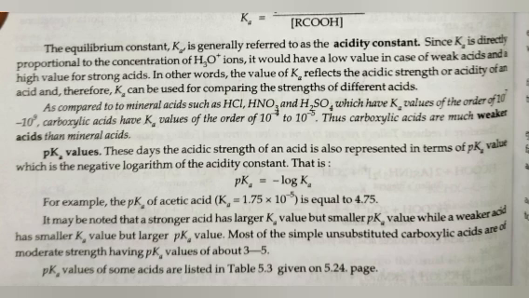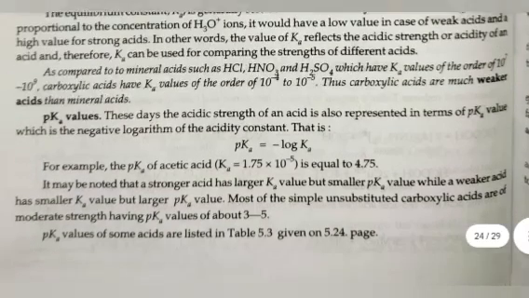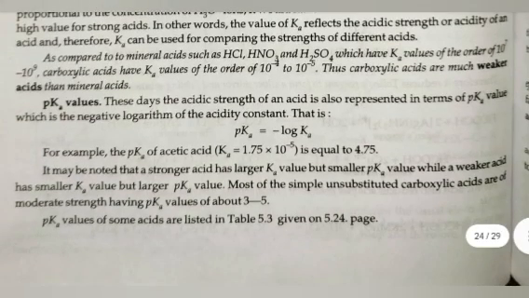In other words, the value of Ka reflects the acidic strength of the acid, and therefore Ka can be used for comparing the strength of different acids. Compared to the mineral acids such as HCl, HNO3, and H2SO4, which have Ka values of the order of 10 to the power 7 to 10 to the power 9, carboxylic acids have Ka values of the order of 10 to the power minus 4 to 10 to the power minus 5. Thus, carboxylic acids are much weaker acids than mineral acids.